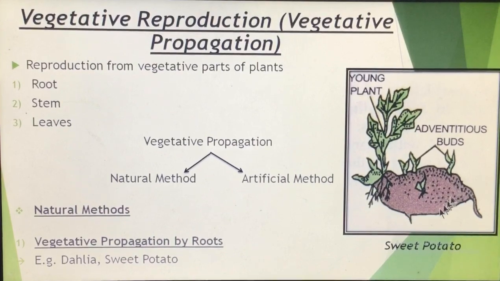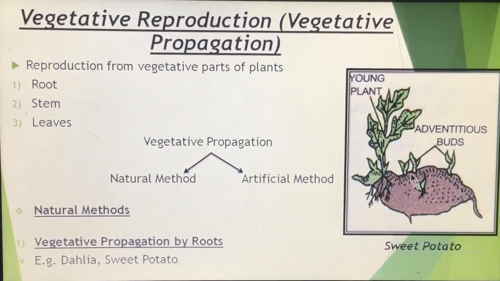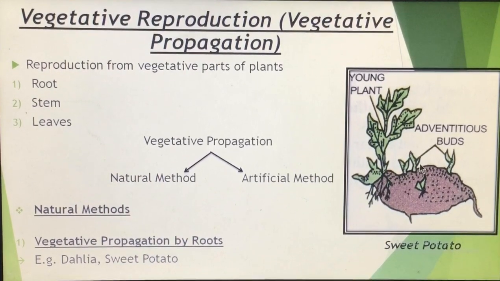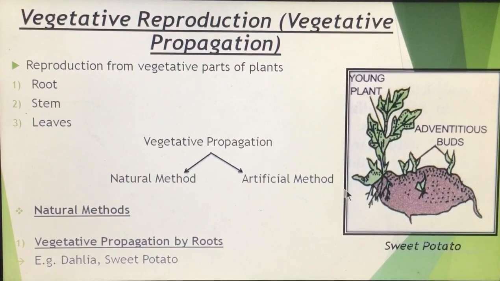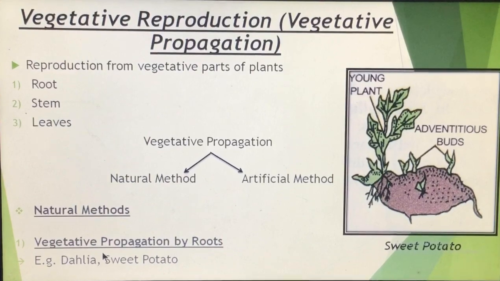What happened? In this root, small notches are there, small bud-like structures are formed which are known as the adventitious buds. There may be many adventitious buds in one root. These adventitious buds give rise to a complete plant if they are taken out and grown in the soil. Then a new plant develops from these vegetative buds. So this is vegetative propagation by roots. The two examples are dahlia and the sweet potato.